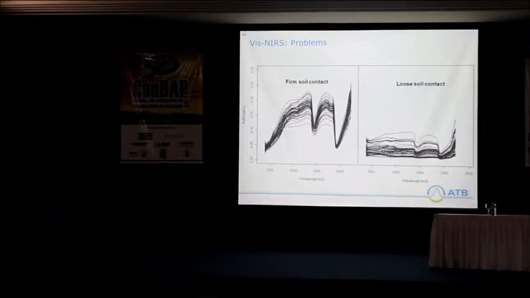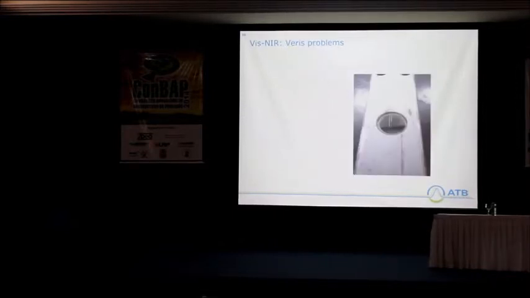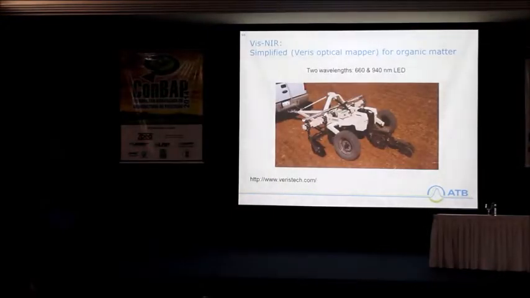Soil spectra can be very noisy. If you have loose soil contact, they look like this, and with firm soil contact they are better off, so you need to do a lot of filtering with this data. Another problem is the sapphire window. Even though it's very strong, it can be scratched or it can even break. Thus, because of the complications with this spectrometer system, Veris designed a new system which only uses two wavelengths, and it's used only for organic matter sensing.